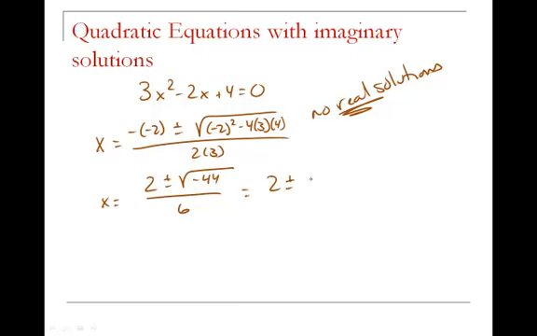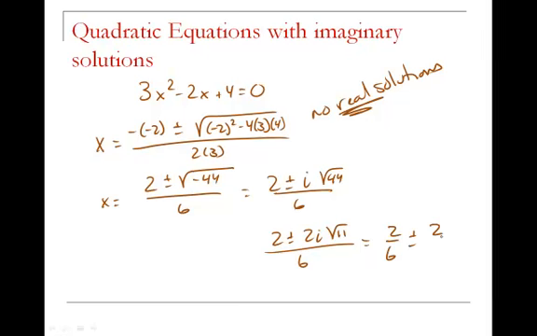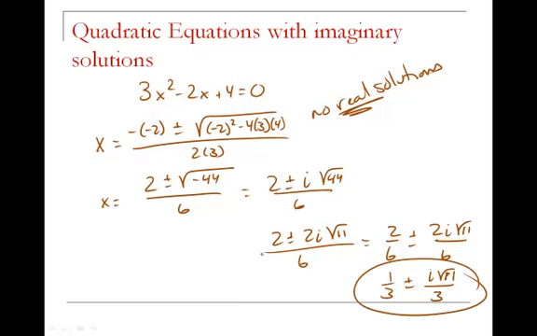So let's simplify. This would be i root 44. That would be 2i root 11. And then again, simplifying this into our actual form, you will see that we end up with 1/3 plus or minus i root 11 over 3. And that's my final solution. And that's it for our quick review of imaginary or complex numbers. And we will move on to the next section.